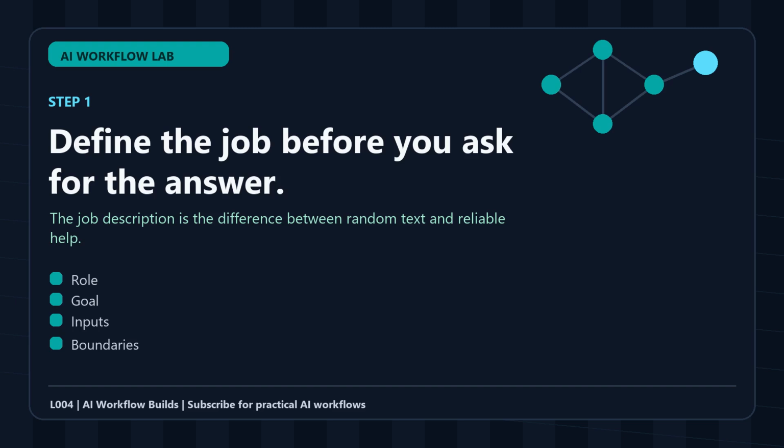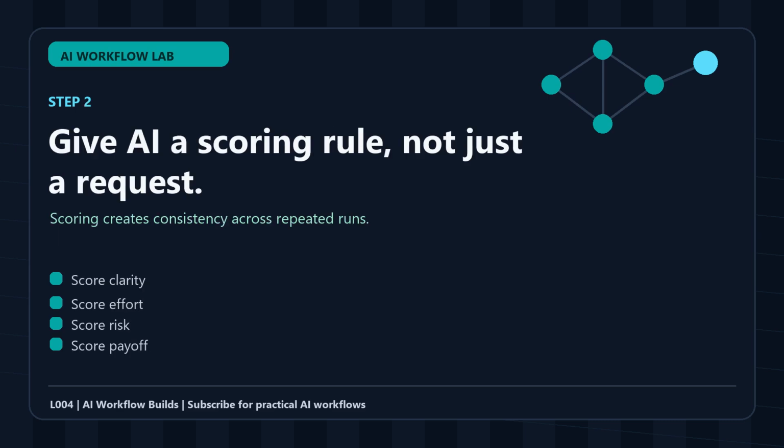Step 2 is the scoring rule. A request asks for output. A scoring rule tells AI how to choose between possible outputs. That is where the workflow becomes repeatable. For building a no-code AI research assistant for your business, I want the assistant to score each option across clarity, effort, risk, and payoff. Clarity means the next action is easy to understand.